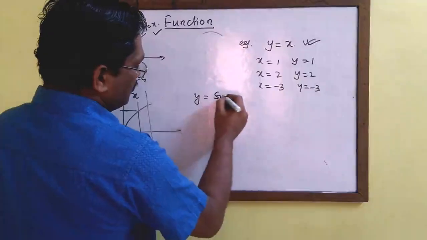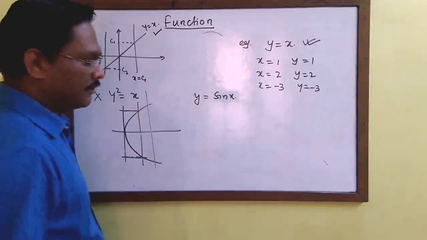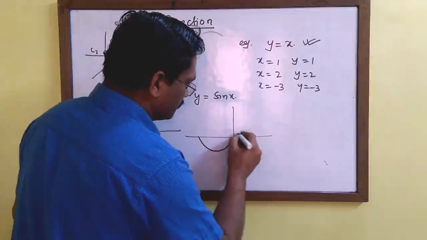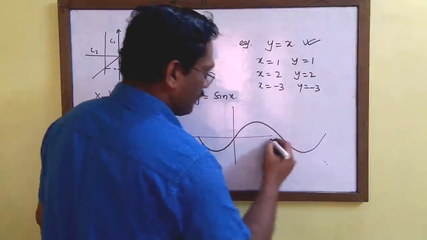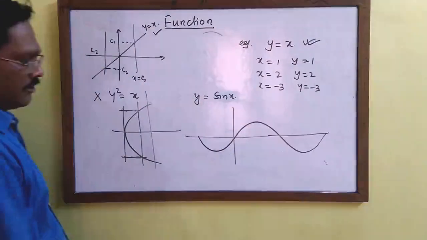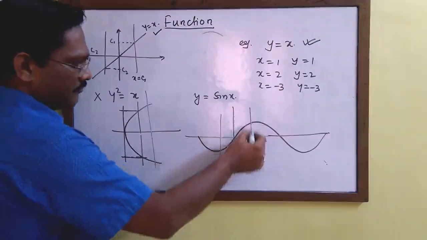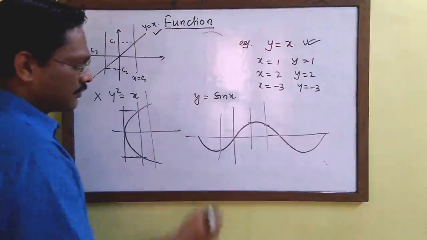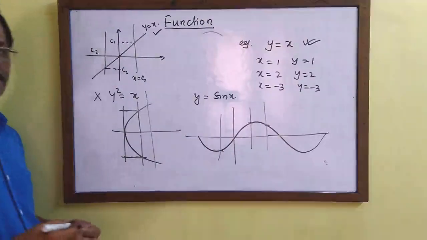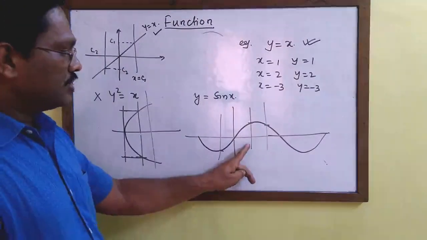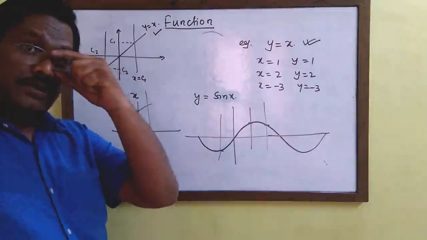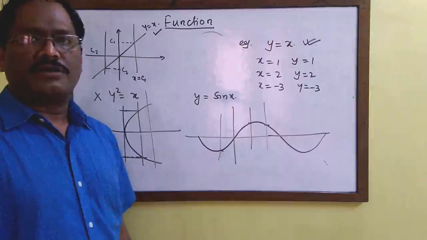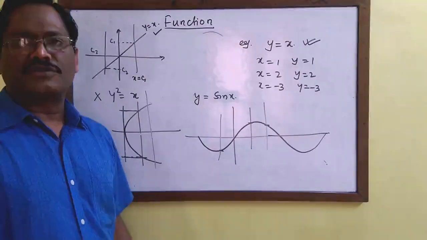Whereas if I take the example of y equal to sin x, the graph of sin x forms something like this. Now, if I draw a line parallel to y-axis, it always intersects the graph at one point. So what does it mean? It means that corresponding to each input, the output is unique. So this is the simple graphical test of whether a relation represents a function or not.